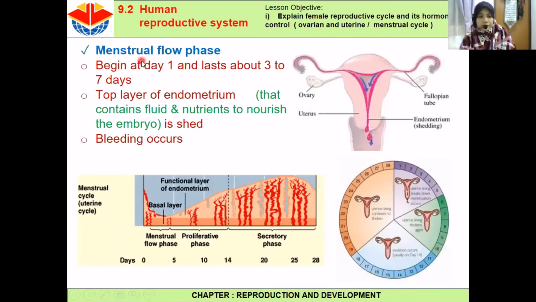So, menstrual flow phase in this uterine cycle begins at day 1 and lasts about 3 to 7 days. So, ketika menstrual flow phase ni apa yang berlaku adalah endometrium wall ini akan shed off. Endometrium wall ni ada fluid, nutrient yang terlibat untuk nourish embryo. Tapi ketika menstrual flow phase, endometrium wall ini lost its function, so dia akan shed off. So, bleeding occurs. Jadi, menstrual flow phase ni adalah ketika mana seorang perempuan itu mengalami period.